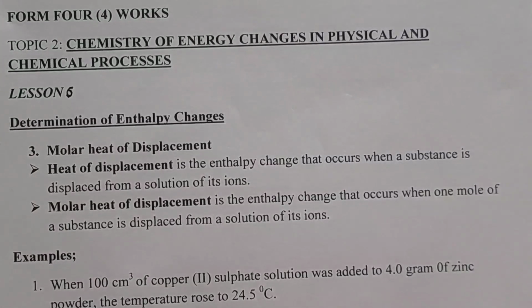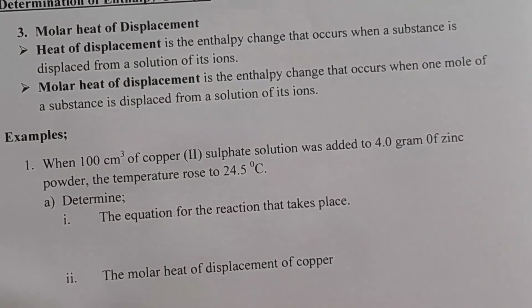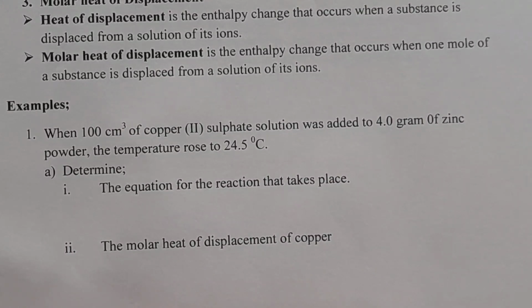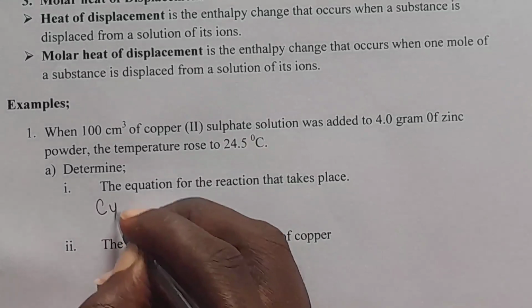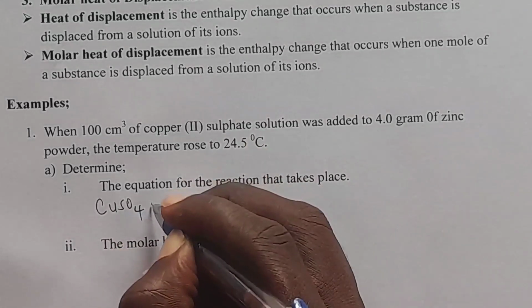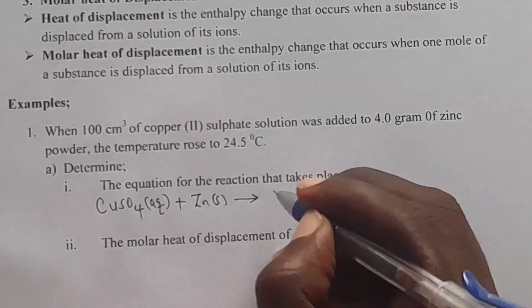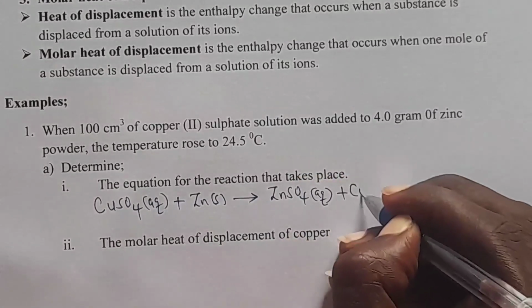So we go to examples. Example 1, we are told when 100 centimeter cube of copper(II) sulfate solution was added to 4.0 grams of zinc powder, the temperature rose to 24.5 degrees Celsius. Part 1, we are told to determine the equation for the reaction. The reaction is between copper(II) sulfate and zinc metal. So we have copper(II) sulfate, aqueous, reacting with zinc metal, solid. We get zinc sulfate, aqueous, and copper metal.